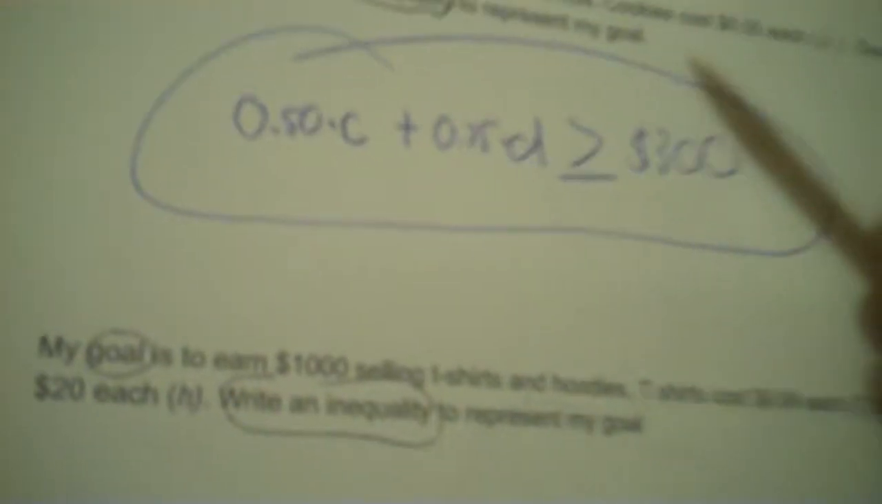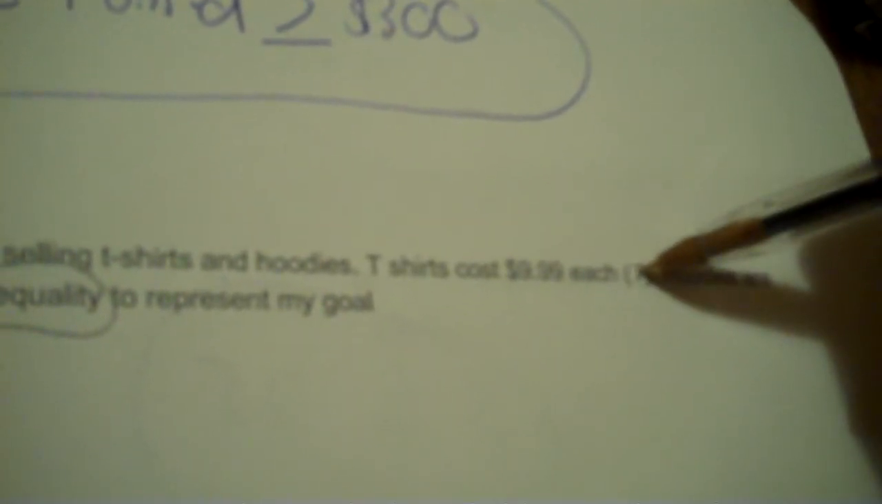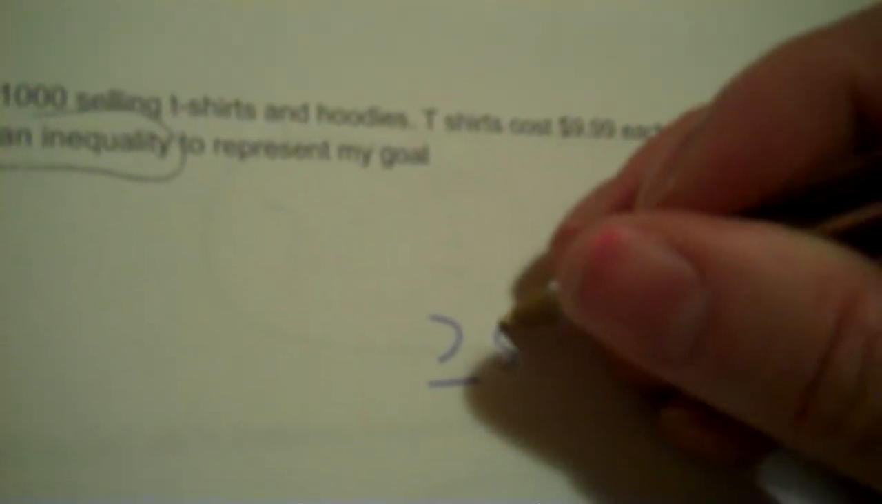And then this one's kind of the same as this one. My goal is to earn $1,000 selling t-shirts and hoodies. T-shirts cost $9.99 each, represented by T. Hoodies are $20 each, represented by H. Write an inequality to represent the goal. So the goal, just like here, is going to be greater than or equal to $1,000. Now what are the two money amounts that help me get $1,000? Well, there's $9.99 for the t-shirts and the hoodies are $20.